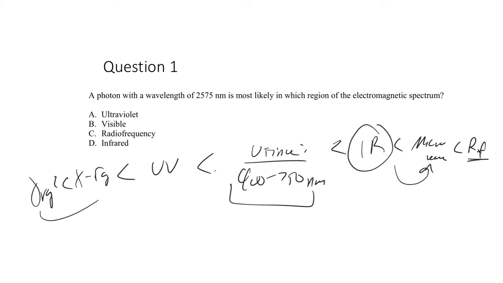So we're just a little higher than the visible, so probably in the IR region. You may have been a little confused if microwave was a choice and which choice is better, infrared or microwave, but I think infrared or microwave are the best choices. Radio frequency would be much, much longer, and then these are definitely not the right answer.